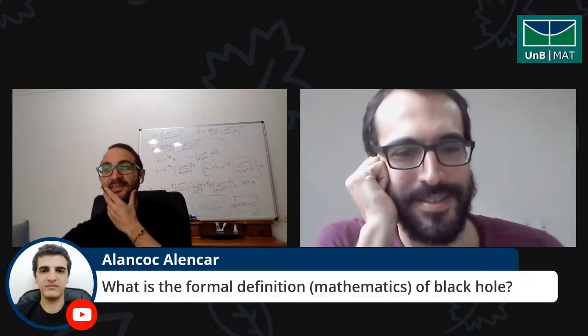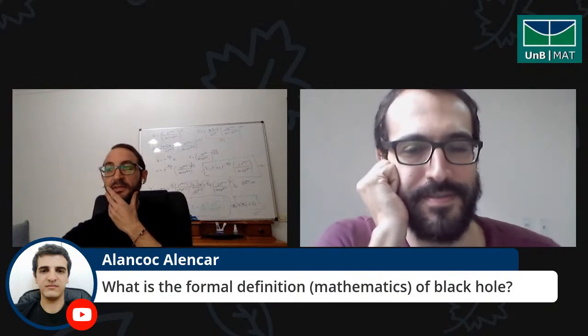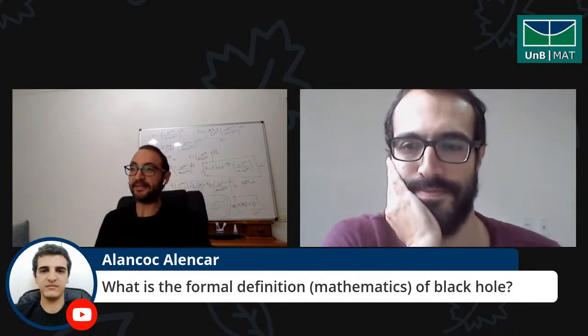Okay, I have another question here, from Alan Koch-Alenka. What's the formal, mathematical definition of black holes? Well, the formal definition is that everyone has a formal definition. It's not easy.